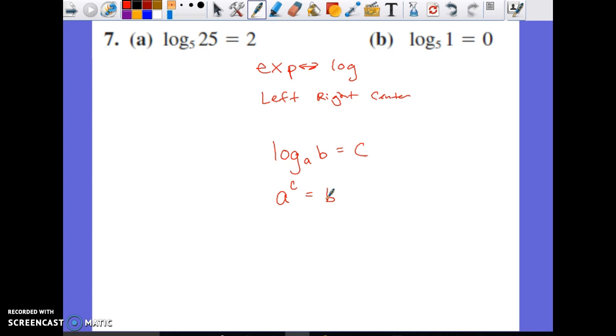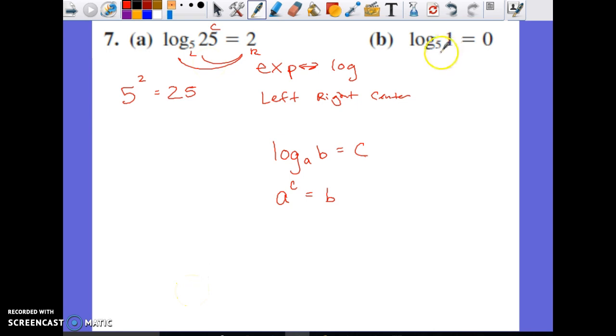So look at number 7. The number on the far left is 5. The number on the far right is 2. The number in the center is 25. So I've got a left, right, center. Okay? So blah to the blah equals blah. Okay? Should make this little horn doohickey. Okay? If you like that.